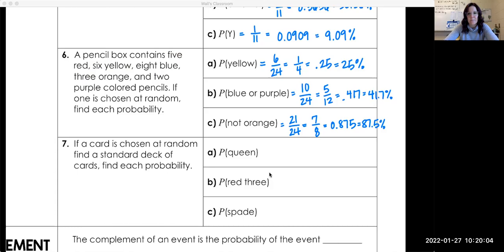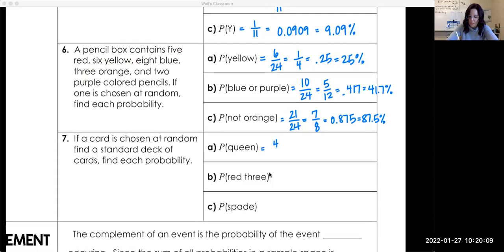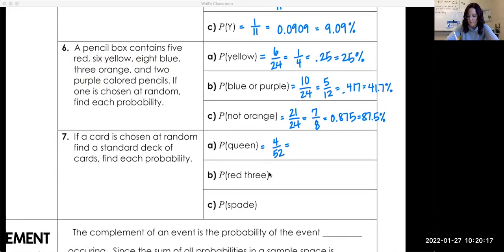and a king. So the probability of a queen is 4 out of 52 because there are 4 queens in the deck. There is a queen of hearts, a queen of diamonds, a queen of spades, and a queen of clubs. This reduces to 1/13, which is a decimal of 0.0769 and a probability of 7.69%.